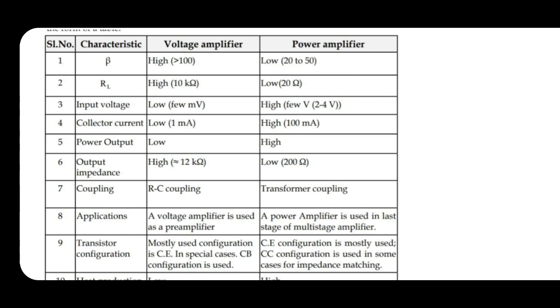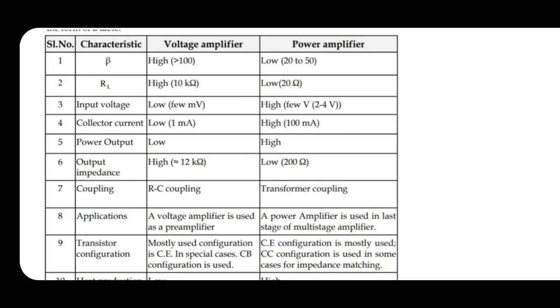So, the characteristics of voltage amplifier and power amplifier. Beta is the gain. For a voltage amplifier, the beta value is greater than 100. For a power amplifier, the beta value is very low.